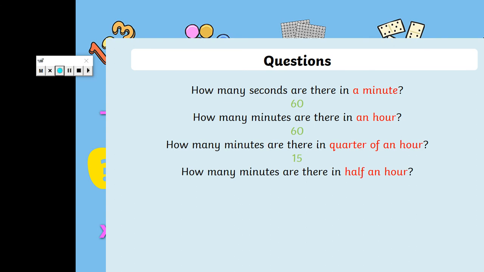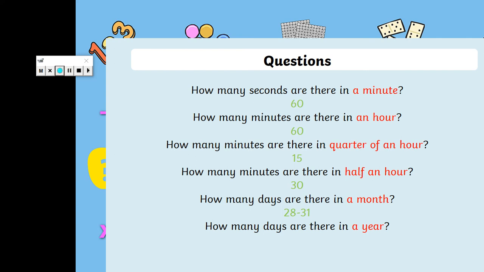And how many minutes are there in half an hour? Or 30 minutes past, there are 30. How many days are there in a month? Well, that's a bit of a tricky question because it varies. There could be 28 days in a month, there could be 29 days, 30 days, or there could be 31. And how many days are there in a year? Again, it varies because if we're in a leap year, it's a little bit different, but there are 365, and 366 in a leap year.